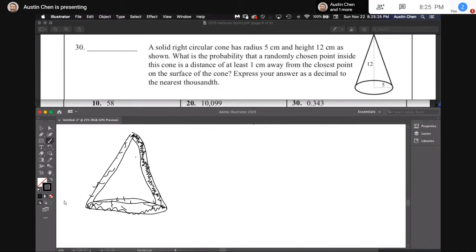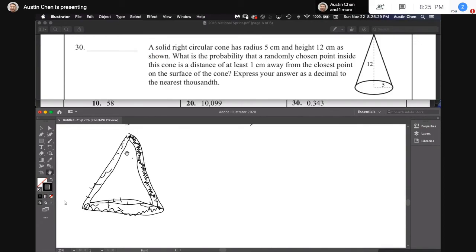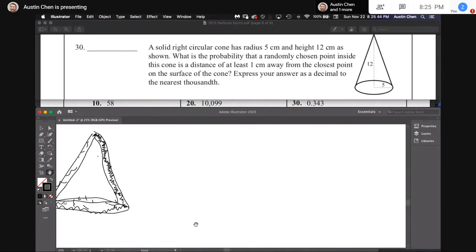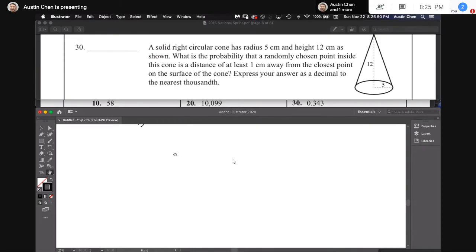All right, but how are we going to do this though? Well, we need to find the volume of this new cone, and the volume of the old cone is pretty easy because we already have the height and the radius. So we really just need to find what this new cone is like. For this new cone, we need to find its new height and its new radius.